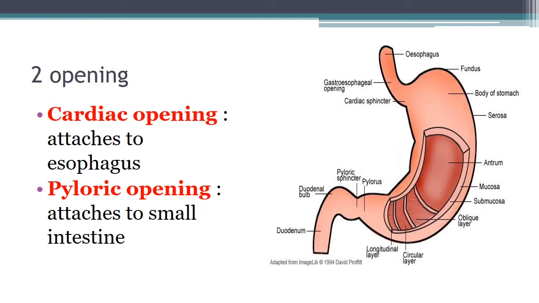Now stomach has two openings. First one is the cardiac opening, second one is the pyloric opening. Cardiac opening attaches to the esophagus and pyloric opening attaches to the small intestine. Okay, it has two openings, or we can say two sphincters, that is the cardiac sphincter and the pyloric sphincter.